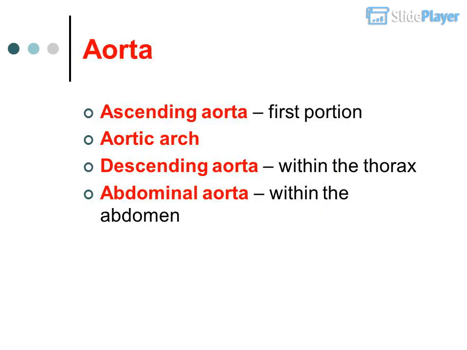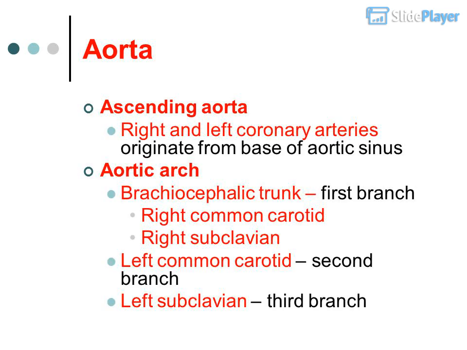Aorta. Ascending aorta, first portion. Aortic arch. Descending aorta, within the thorax. Abdominal aorta, within the abdomen. Ascending aorta: right and left coronary arteries originate from the base of the aortic sinus.